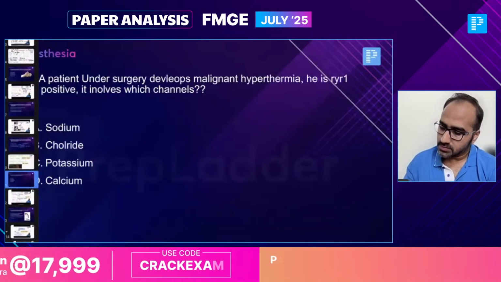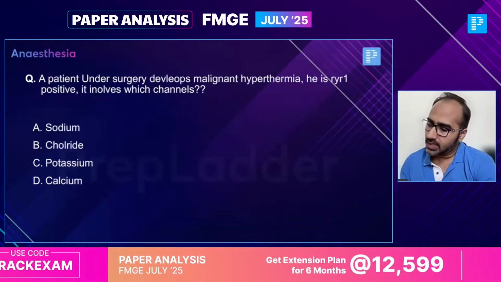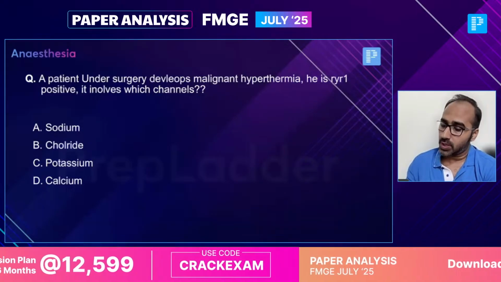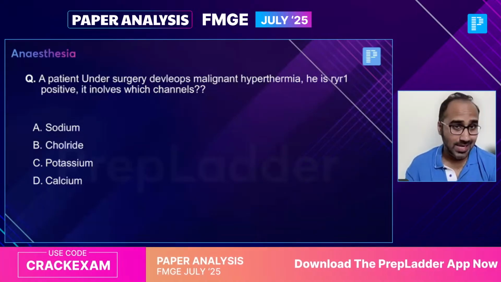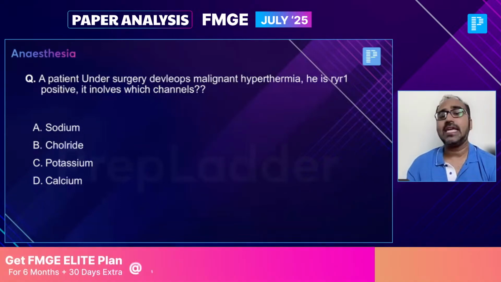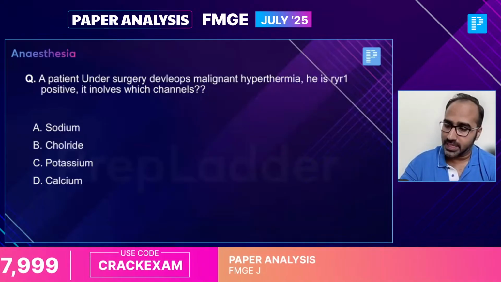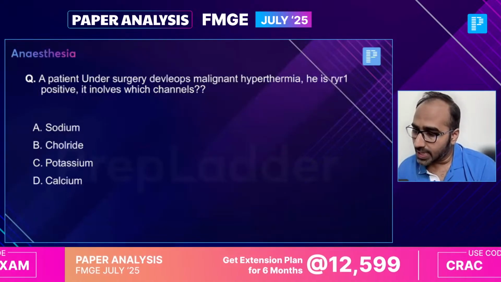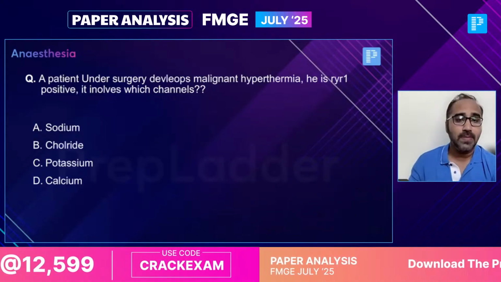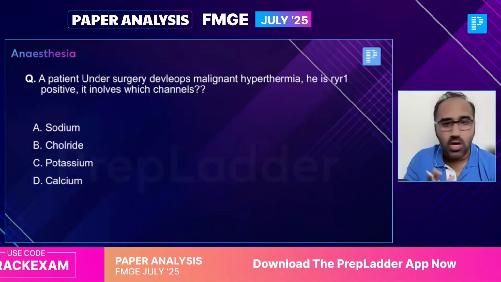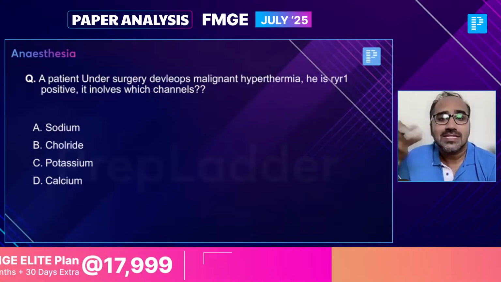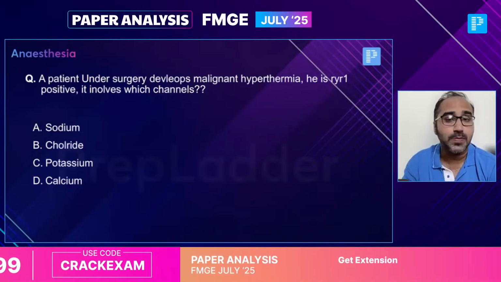Now, a patient under surgery develops malignant hyperthermia. He is RYR1 positive. It involves which channel? Again, guys, the wordings cannot be exact, just the question was asked in this manner. Remember, if the patient was intubated, it is always the subglottic stenosis. Supraglottic means what? Supraglottis is above the glottis in the larynx. Usually LMAs are the supraglottic devices.